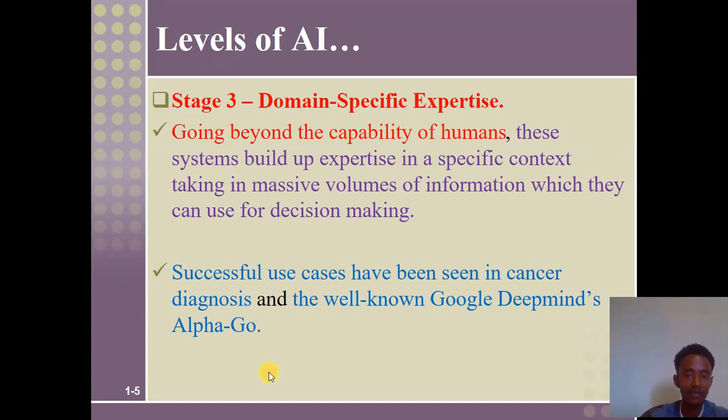The third stage is domain specific expertise. Going beyond the capability of the human. These systems build up expertise in a specific context, taking a massive volume of information which can be used for decision making. Going beyond the capability of the human.